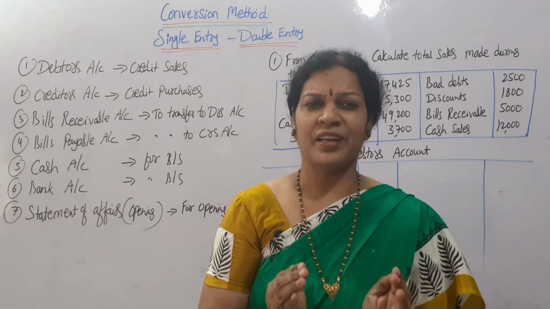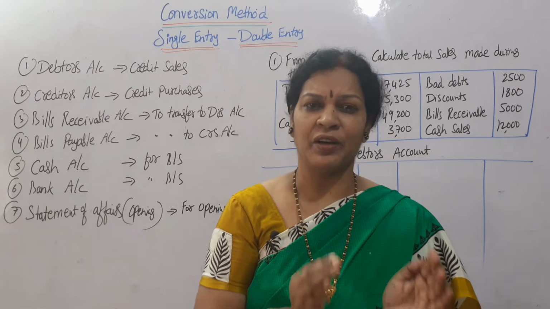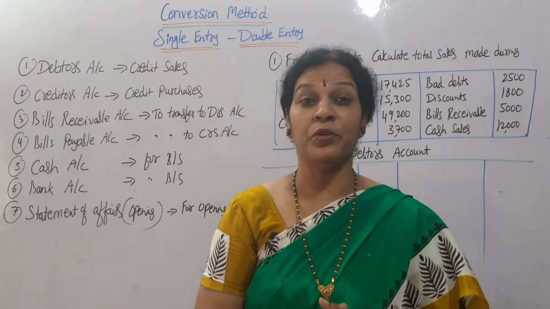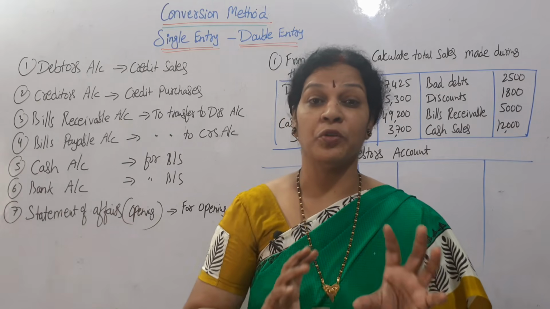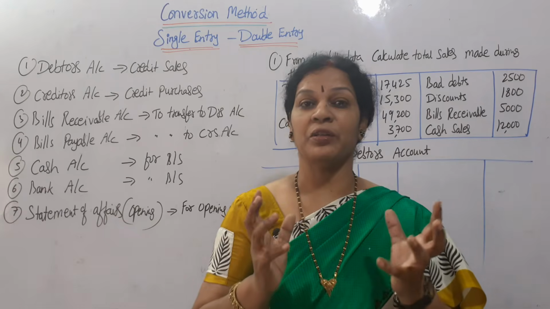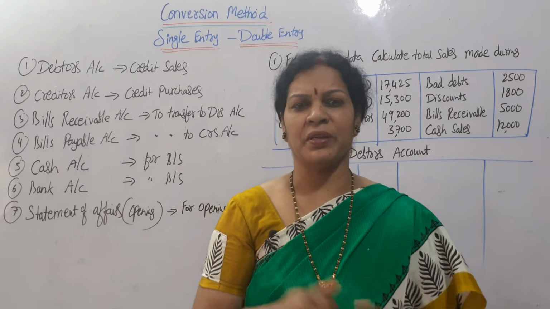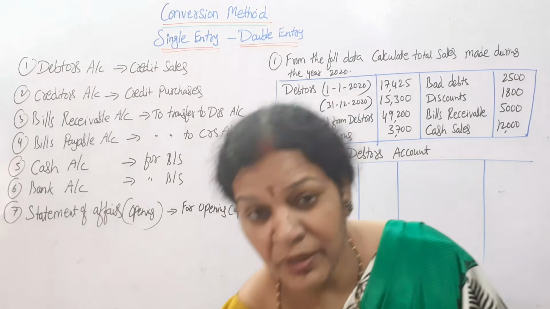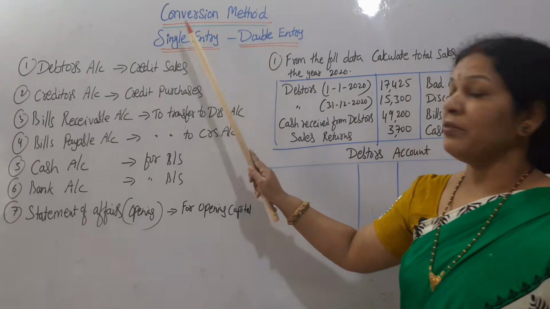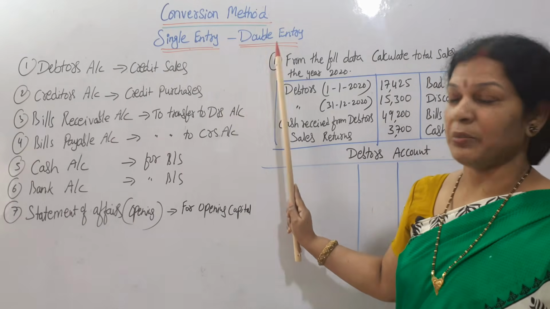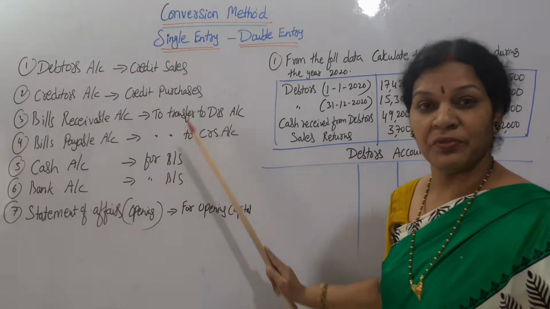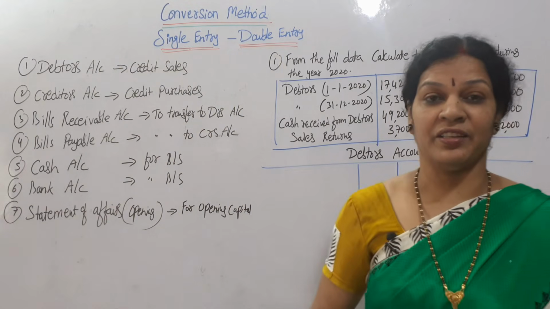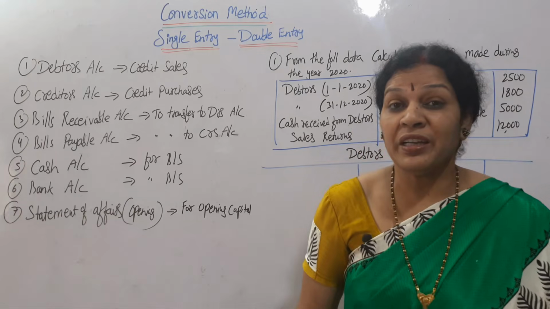Confused? There is some information which is only half given. The rest of the half we are going to prepare. We are going to open a few accounts and we are going to get the total information. Then we can prepare the normal accounts. For that, please remember, when we want to convert by the conversion method, single entry to double entry, these are the accounts we need to open separately.